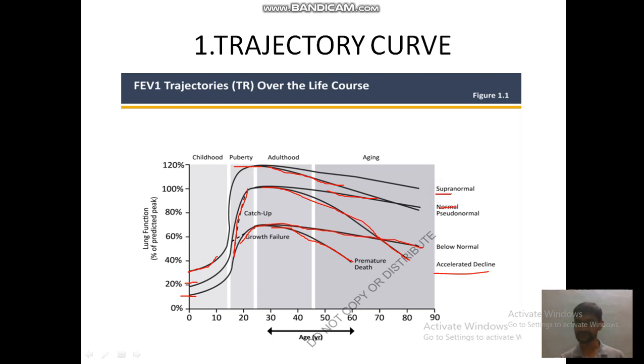One more entity which he has mentioned here is supranormal. Supranormal is the one which has normal lung functions at birth and reaches puberty, but the decline during aging, that is the physiological decline, will be less compared to normal lung functions. That will be because of no bad habits, adequate nutrition, adequate physiotherapy, adequate lung exercises. Such persons' trajectory curves are known as supranormal.